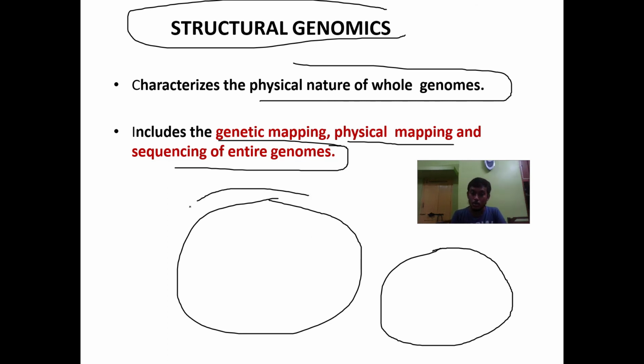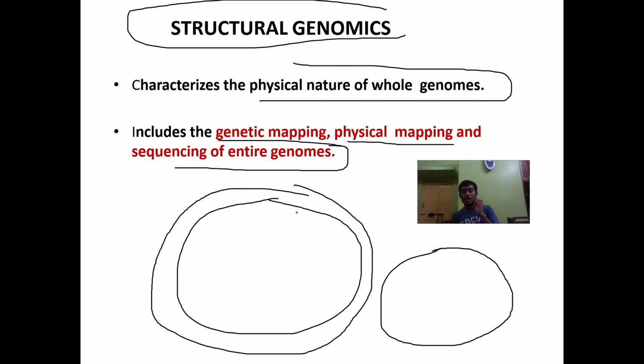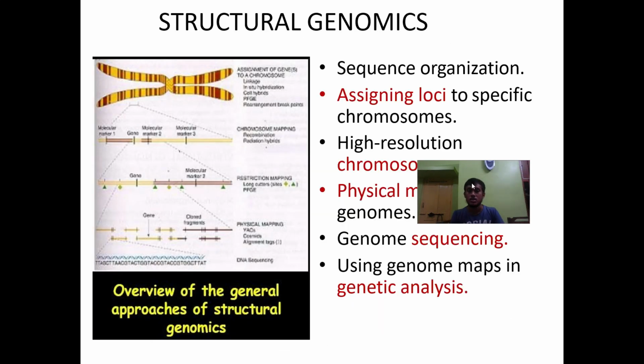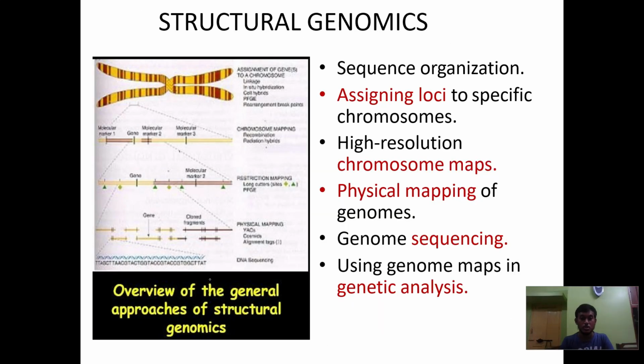So the entire genome of an organism is taken at once, and not just the DNA sequences of an organism. The entire genome consisting of all the genes of an organism is taken here. So this was the picture I wanted to show you. This is the overview of the general approaches of structural genomics.